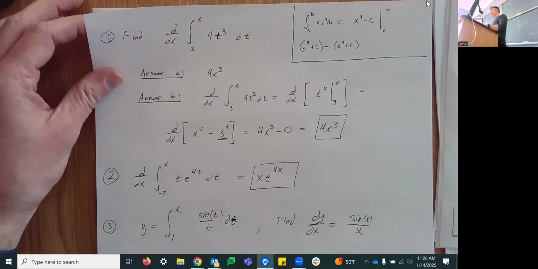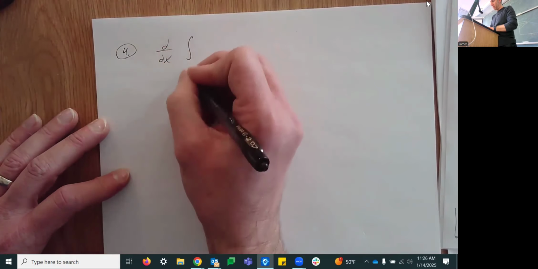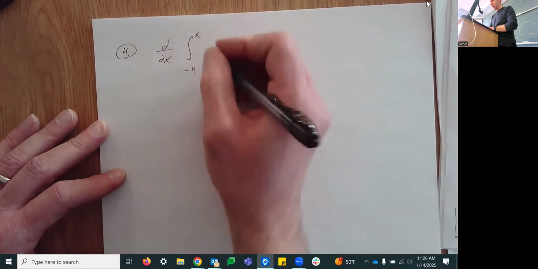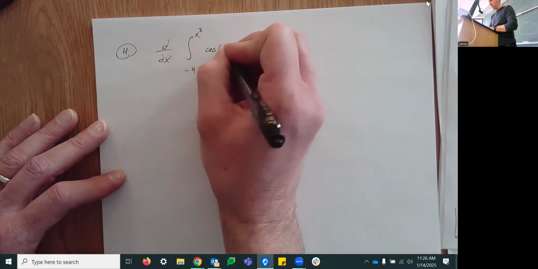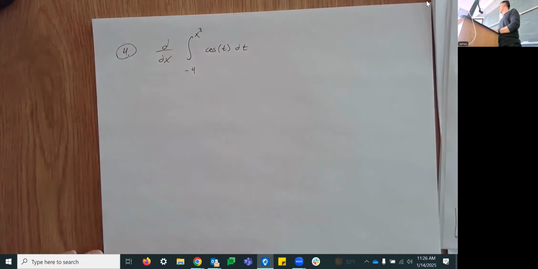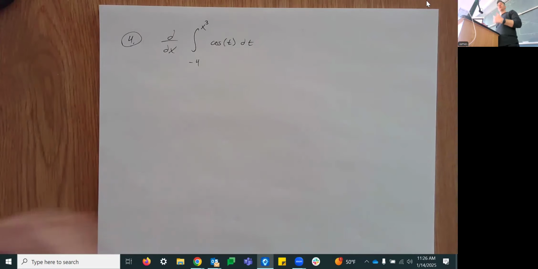So it does get more complicated. Let's look at something like, I want to find the derivative of the antiderivative from -4 to x cubed of cosine of t dt. Here, the answer isn't just going to be cosine of x or cosine of x cubed. There's more to it. So let's explore this one in a longer way and actually do the work, because cosine is a function we know how to anti-differentiate.